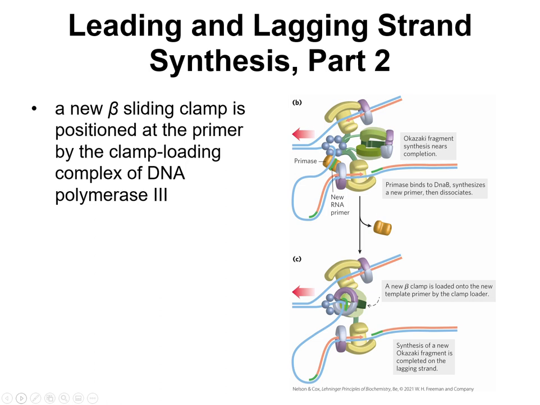So that clamp that's open on the clamp loader will come in and attach to the template that was made by the primase. Once that happens, we can start synthesizing a new Okazaki fragment on the lagging strand, because now we've got something for the core polymerase to be attached to and slide along to make that next segment.